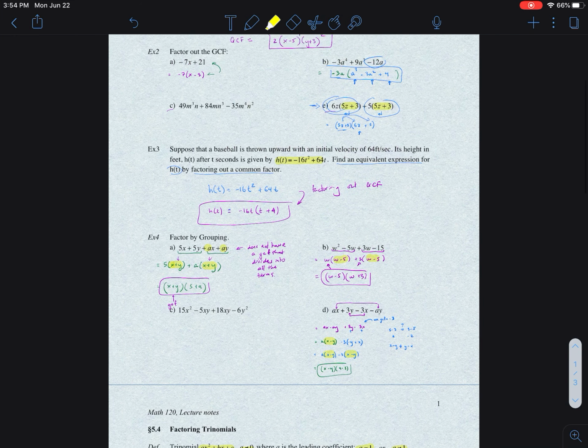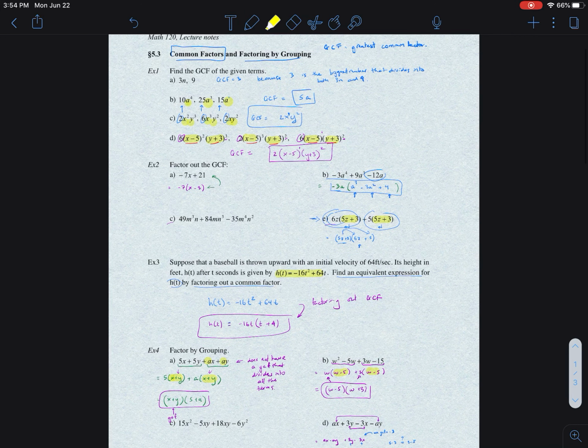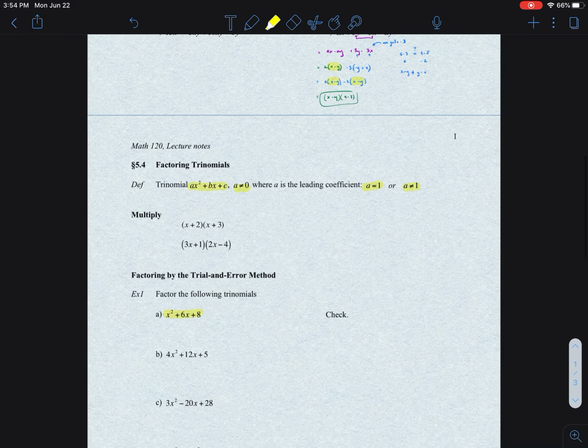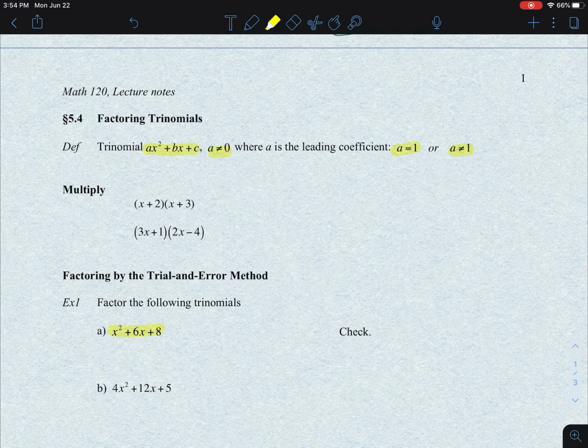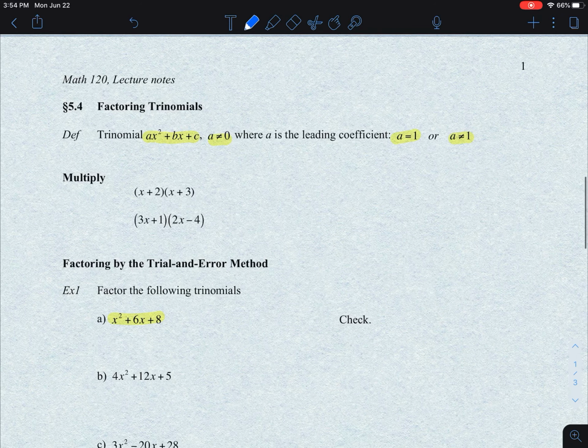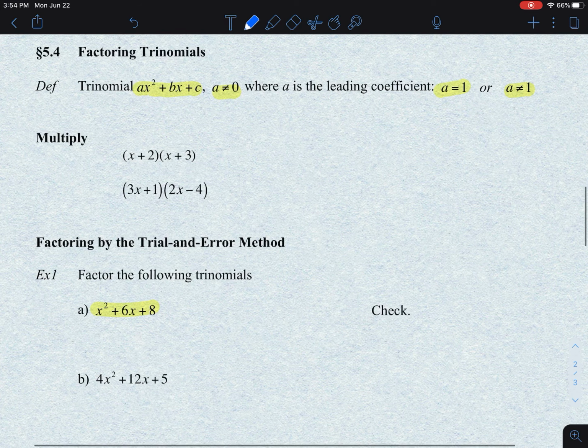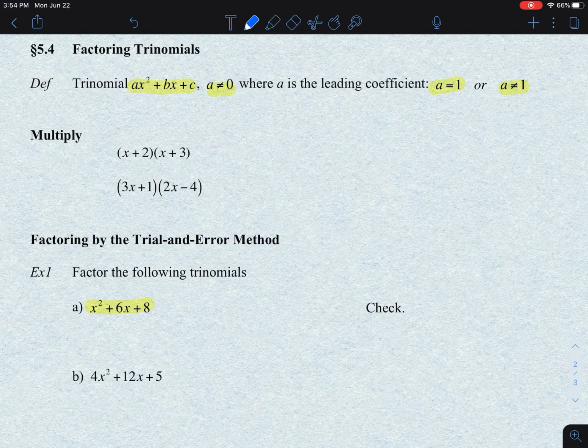In the previous video, we looked at how to factor using the GCF method and then grouping. In this lesson, we'll look at the trial and error method, which is mainly factoring trinomials. To give a little background on where we're at: in 5.1 and 5.2, we learned how to multiply polynomials using the FOIL method. We get the first, inner, and outer, so that becomes x squared plus 2x plus 3x plus 6, and then the middle terms combine to become 5x plus 6.